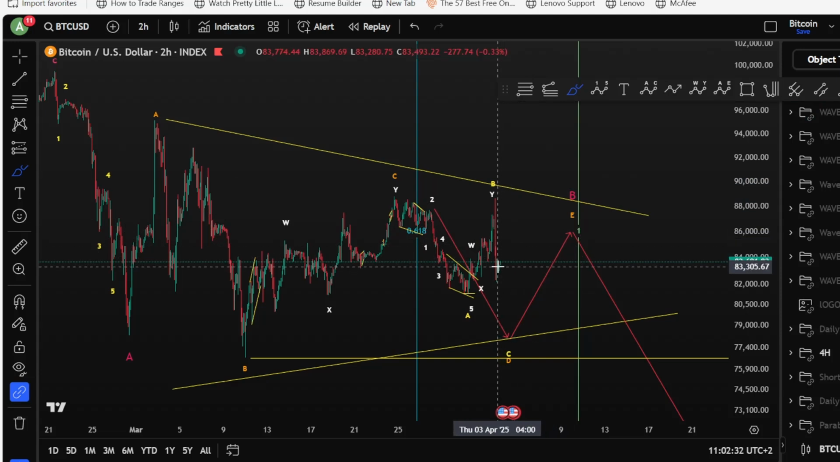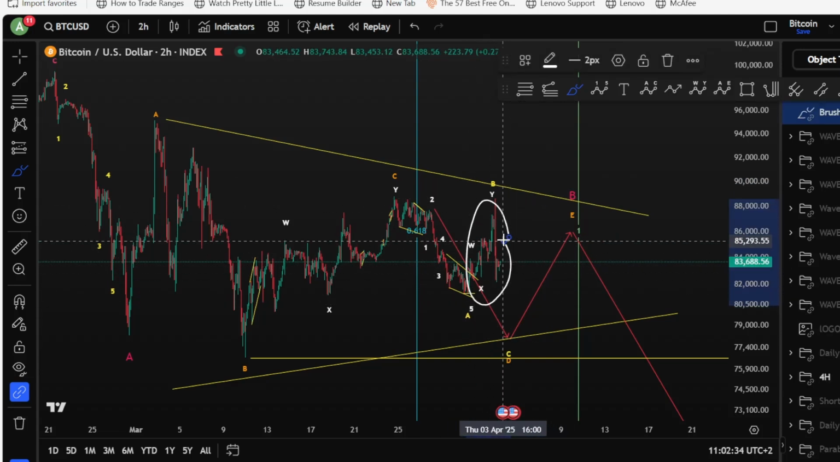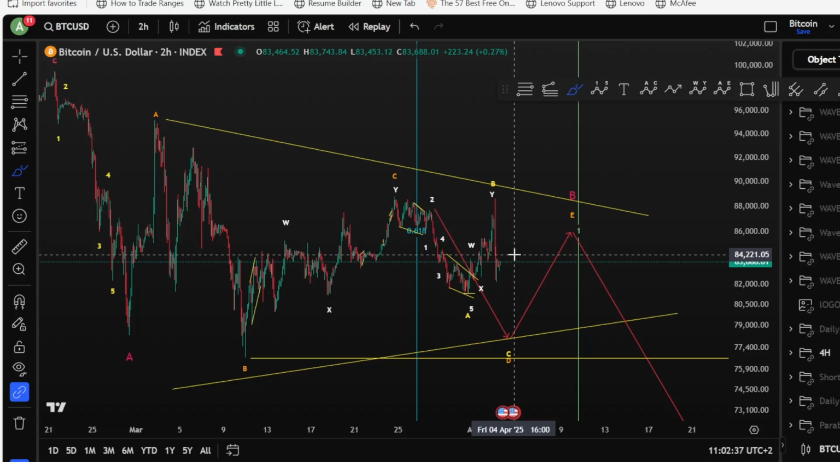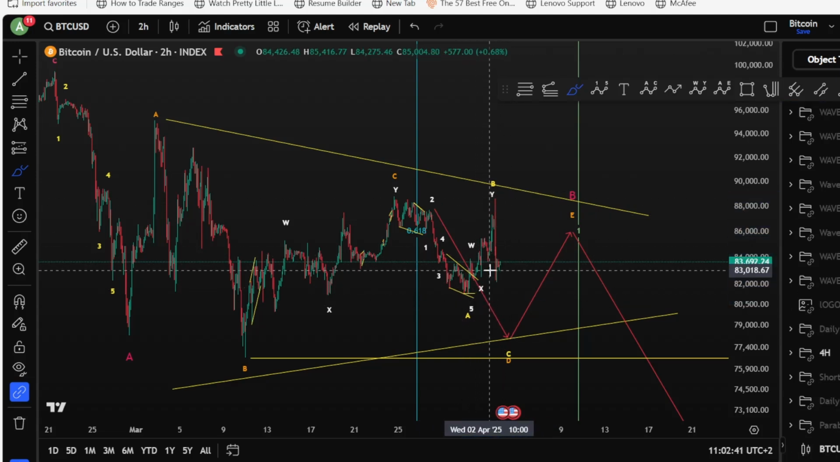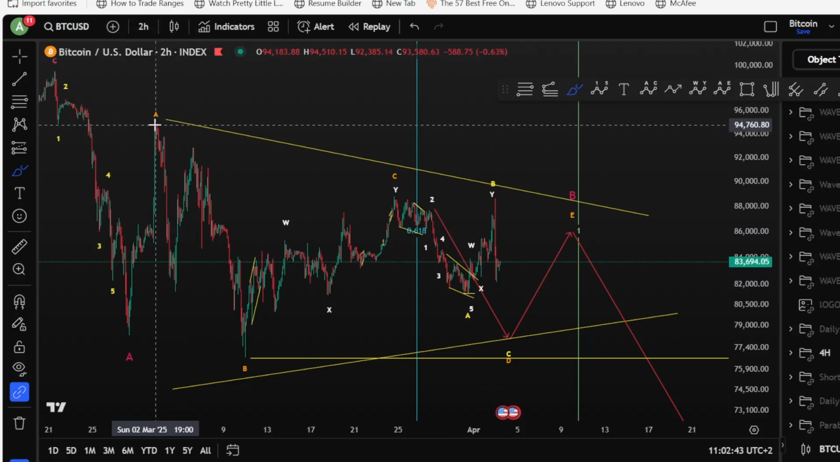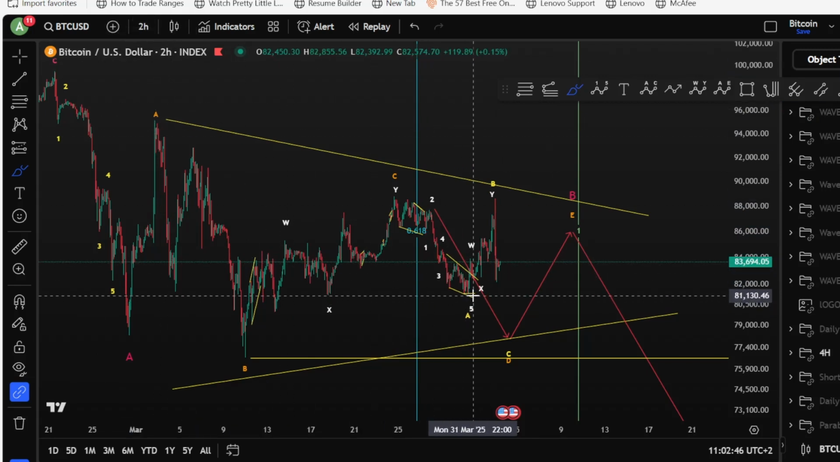So we have to be careful with it, but everything going on here is just corrective, and nothing can be impulsive yet, especially since this move here is a WXY, as we saw yesterday. It is very corrective as well.